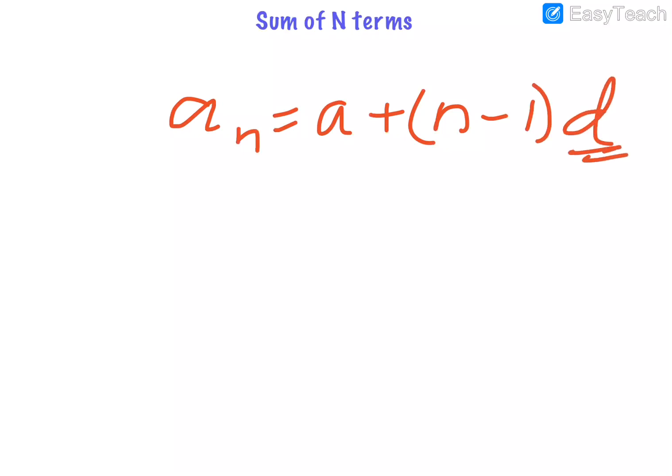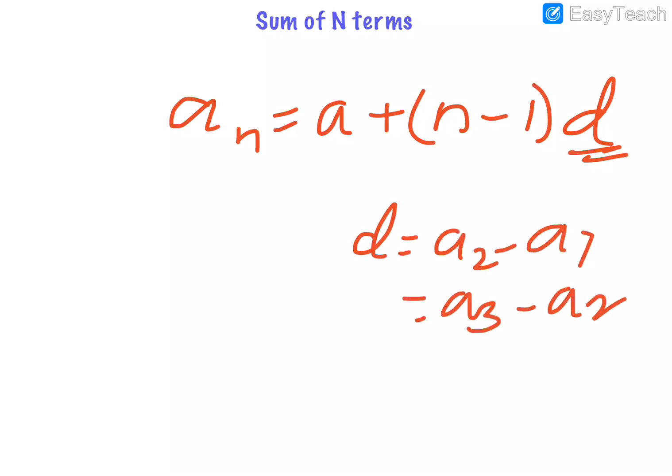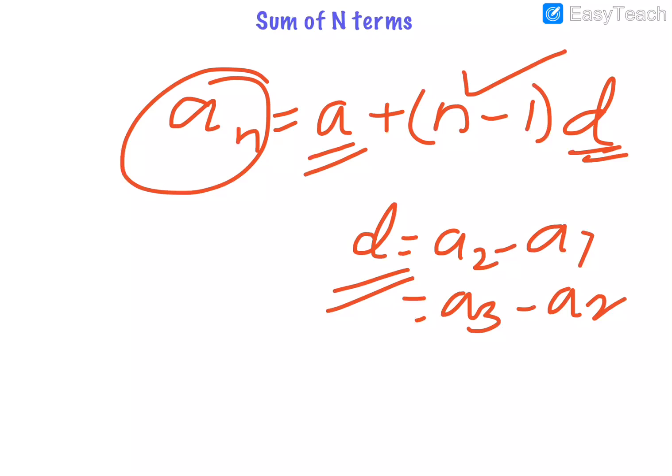In this, there is a sub formula: d is equal to second term minus first term, or third term minus second term. This way we used to find d, and the first term is a of the series. Sometimes they gave us an and asked us to find n, and sometimes they gave us n and asked us to find an. Now it's time to move on to the next concept, the sum of n terms.